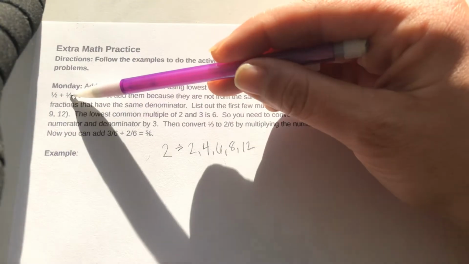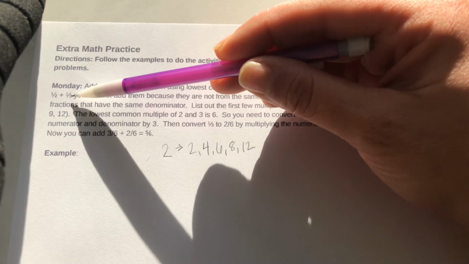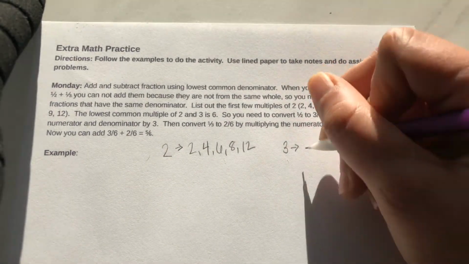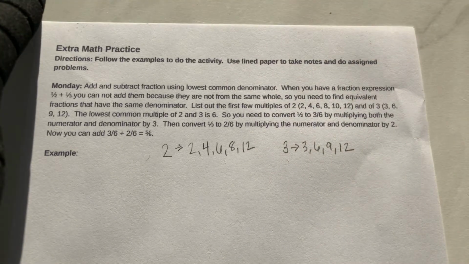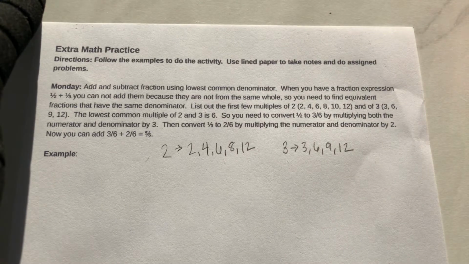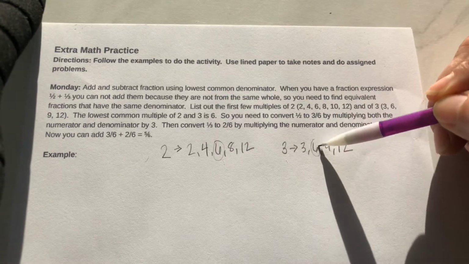And then we're going to list out the first couple multiples of the denominator of our second fraction, which is 3. So the first couple multiples of 3 are 3, 6, 9, 12, and I'm going to stop. So the lowest common multiple, or the lowest common denominator of 1/2 and 1/3 is 6, okay?